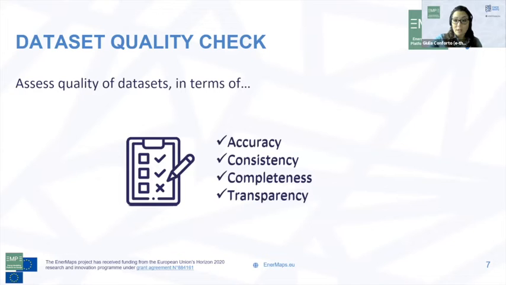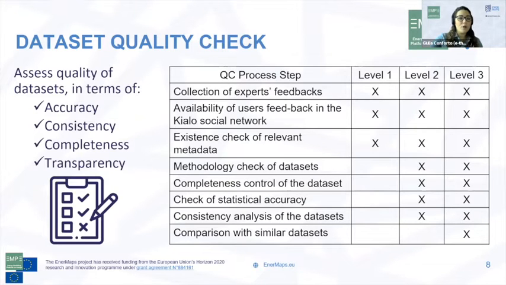The process of quality check consisted of a comparison and assessment of the accuracy, consistency, completeness, and transparency of the data sets. And you have to know that the 50 data sets that were quality checked have been divided in different levels. The 10 featured data sets are those of level 3, where the assessment was the most complete, and then the other 2 levels have been quality checked in different regards.